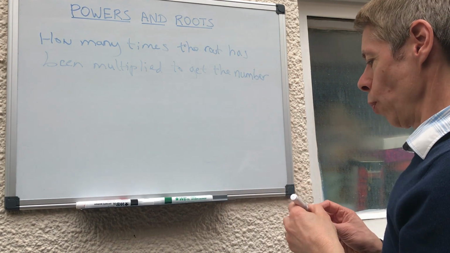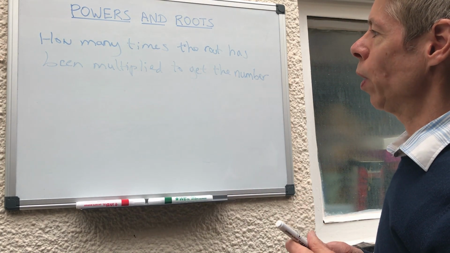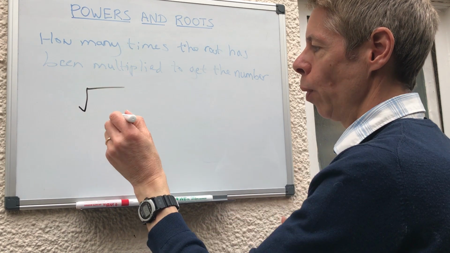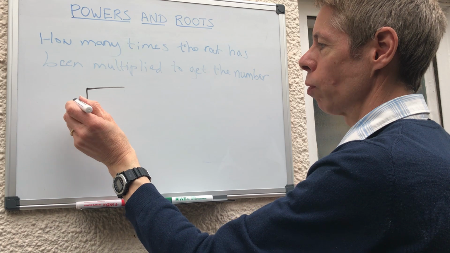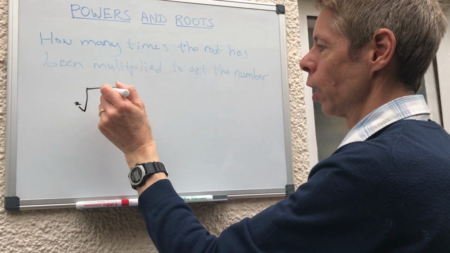And the pen is running out. Okay, so how many times the root has been multiplied to get the number? So in other words, if we write, the most common one is a square root. We don't need to put a 2 there. You could put a 2 there, but it's not done.